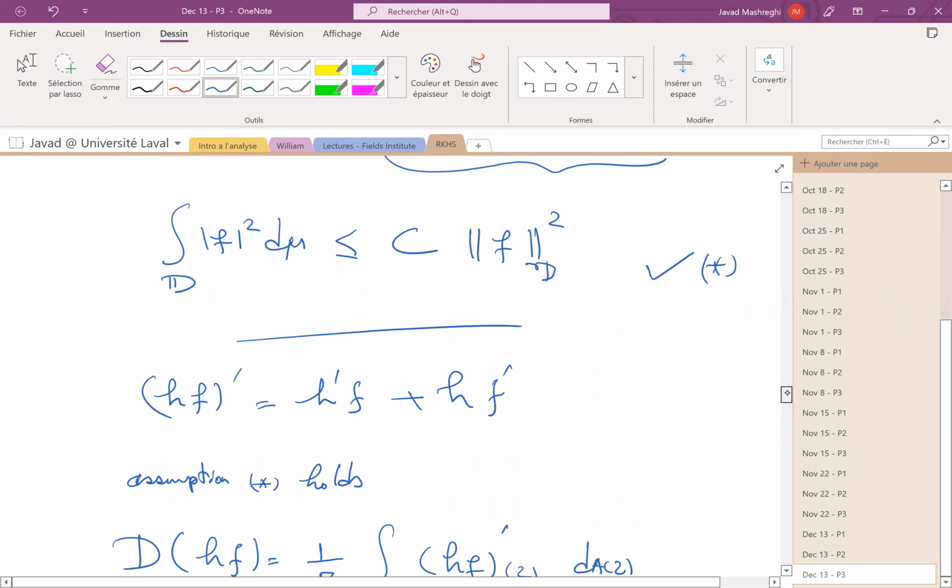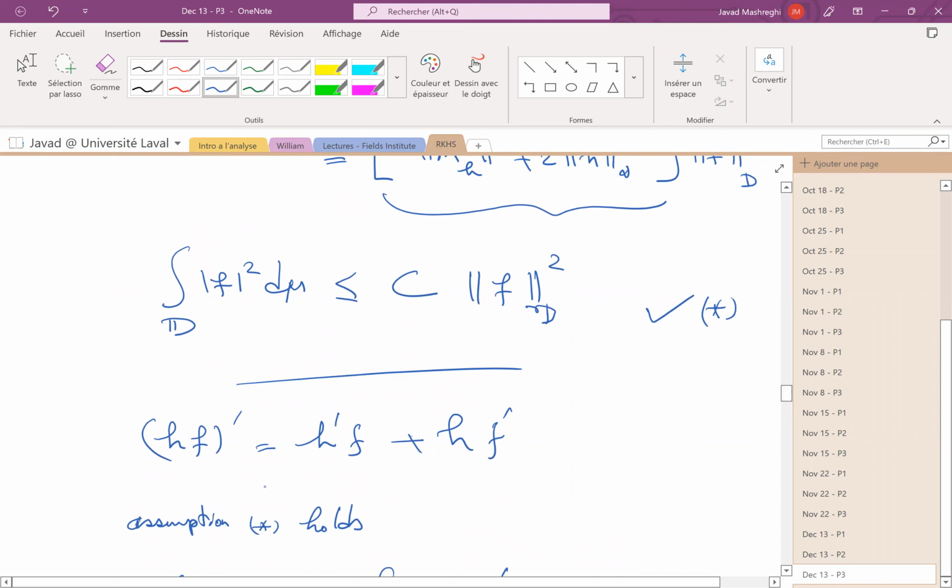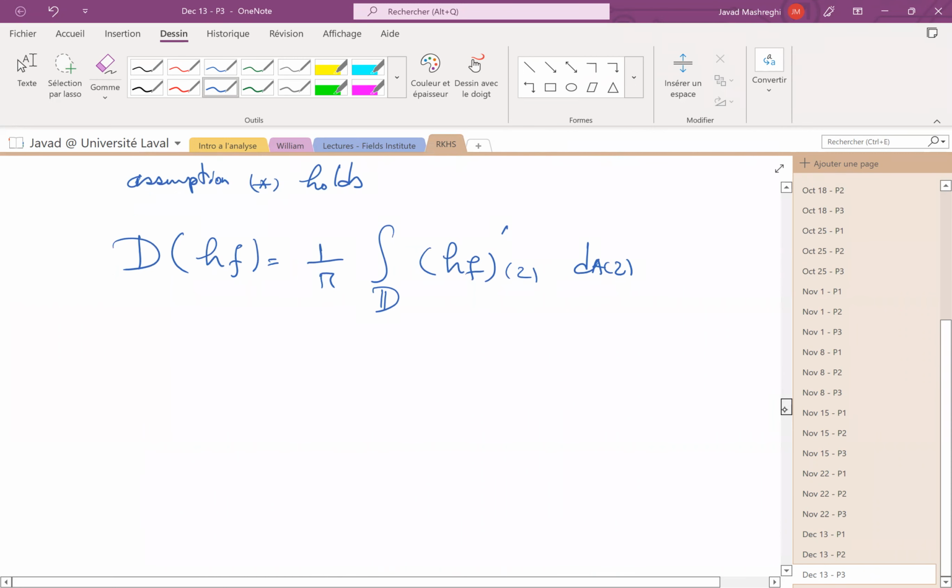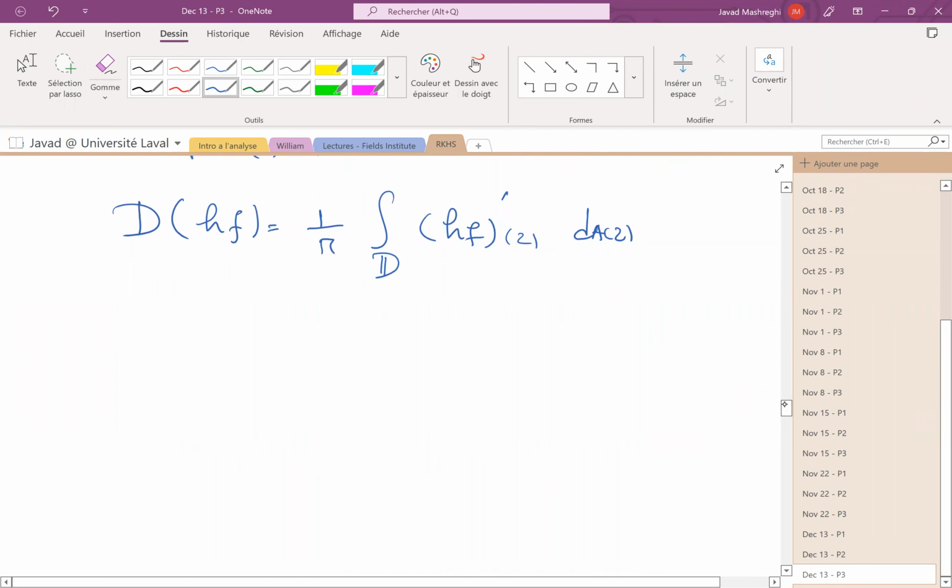And, well, I use this as before: when I square it, I have twice the square of the first one plus twice the square of the second one. So it will be less than or equal to 2 over pi integral over D of |h'f| squared dA plus 2 over pi integral of |hf'| squared dA(z).